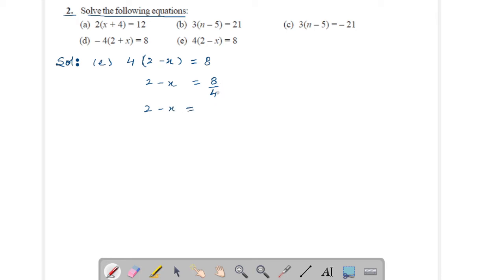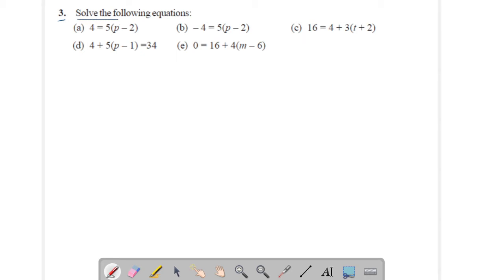equal to, here cancel the terms by 4. 4 1 ja, 4 2 ja. This can be written as 2 minus x equal to 2. Here transpose 2 to right hand side. The sign will be changed. It can be written as minus x equal to 2 minus 2, it is 0, or x is equal to 0. This is your answer.